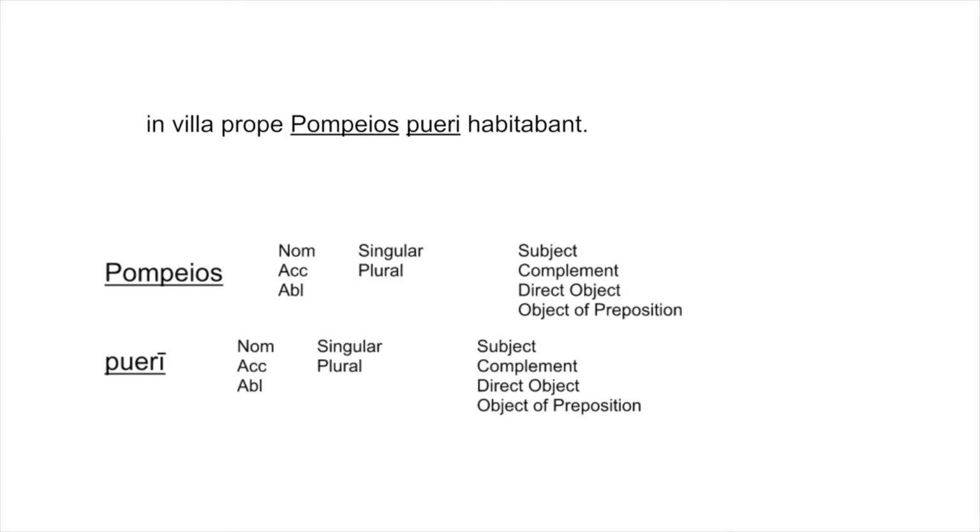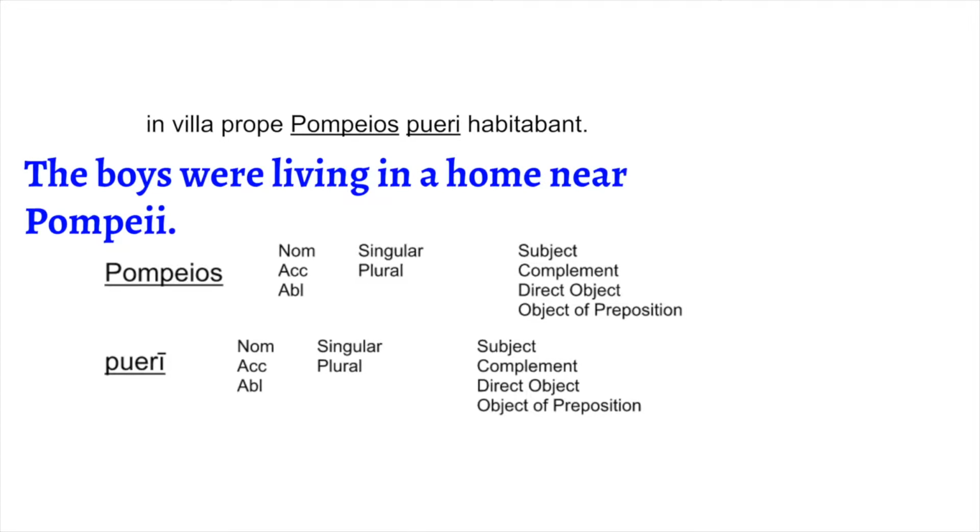All right, next one. Take a moment to translate and then parse. Okay, so now that you've had some time to translate, let's go through the translation. The boys were living in a home near Pompeii. So in villa, in a home, prope, near, Pompeios, Pompeii, pueri, boys, and then habitabant, were living.